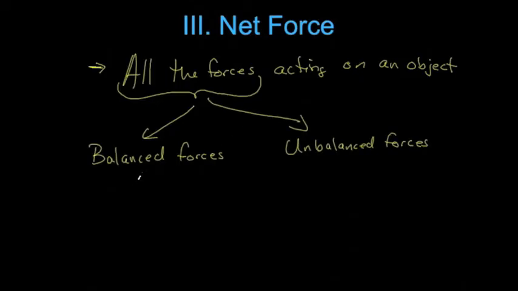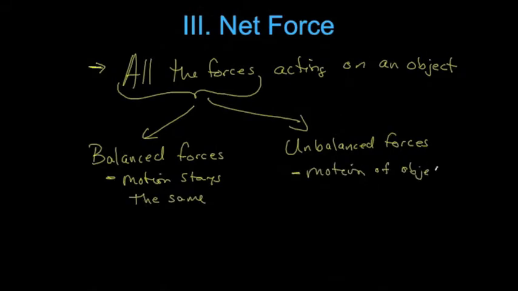Balanced forces are going to result in the object maintaining its motion. The motion is going to stay the same. When the forces acting on an object are unbalanced, the motion of the object will change. Balanced forces result in the net force of an object being zero. So when the net force equals 0 newtons, the forces are balanced.